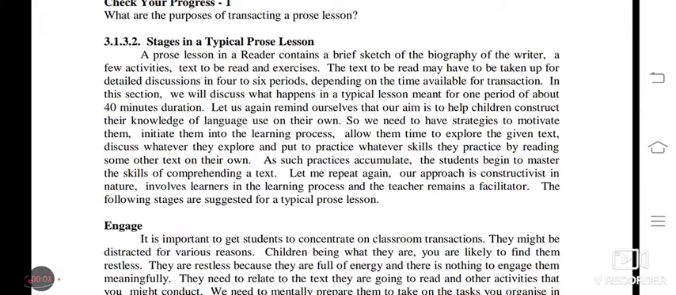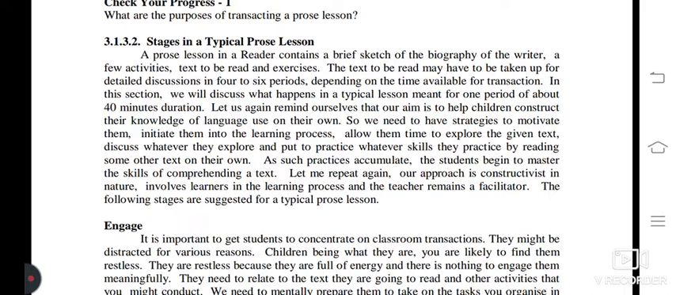Stages in a typical prose lesson. A prose lesson in a reader contains a brief sketch of the biography of the writer, a few activities, text to be read, and exercises. The text to be read may have to be taken up for detailed discussions in 4 to 6 periods, depending on the time available for transaction.